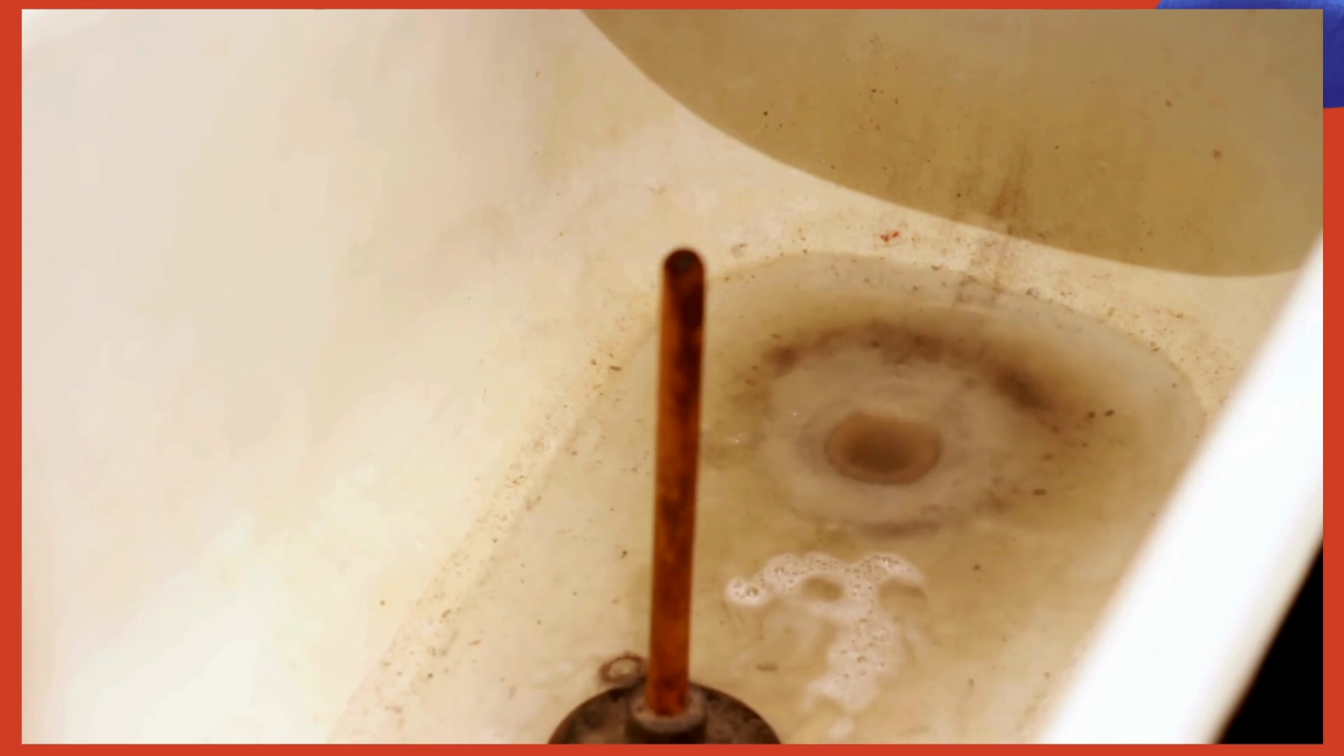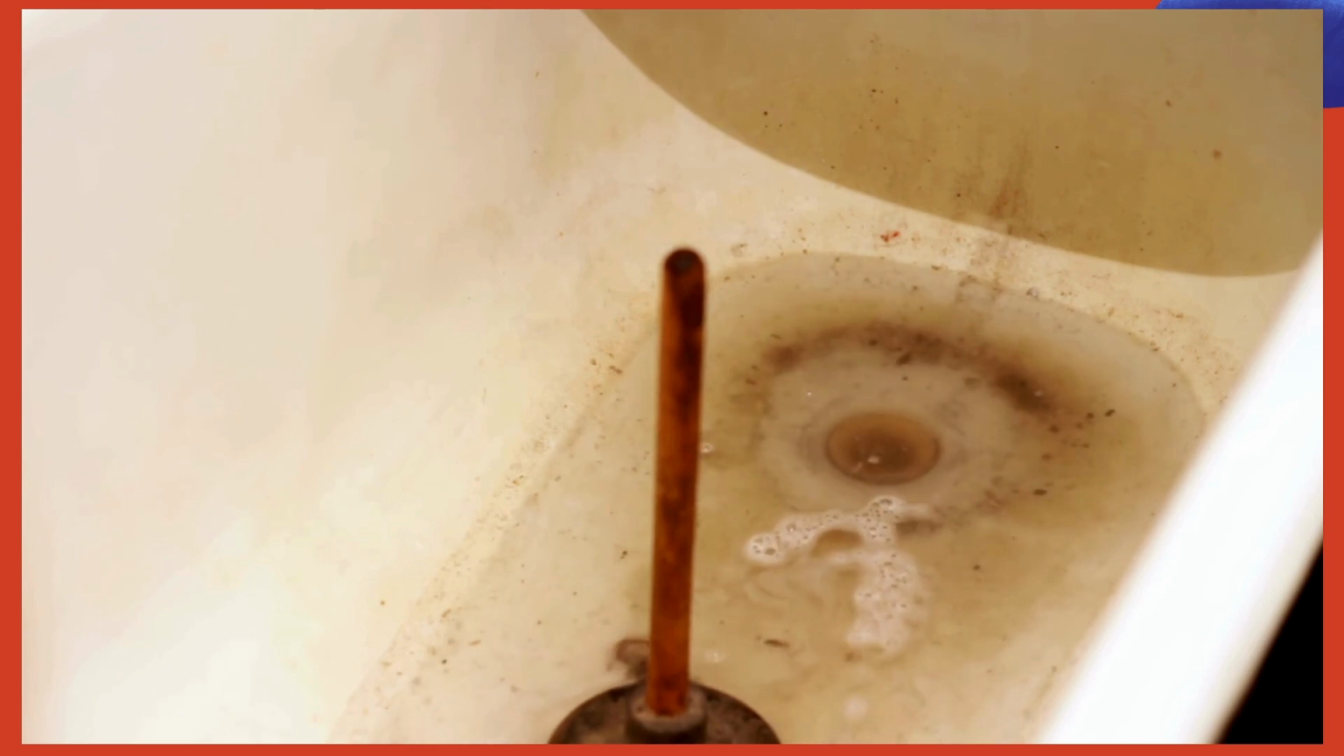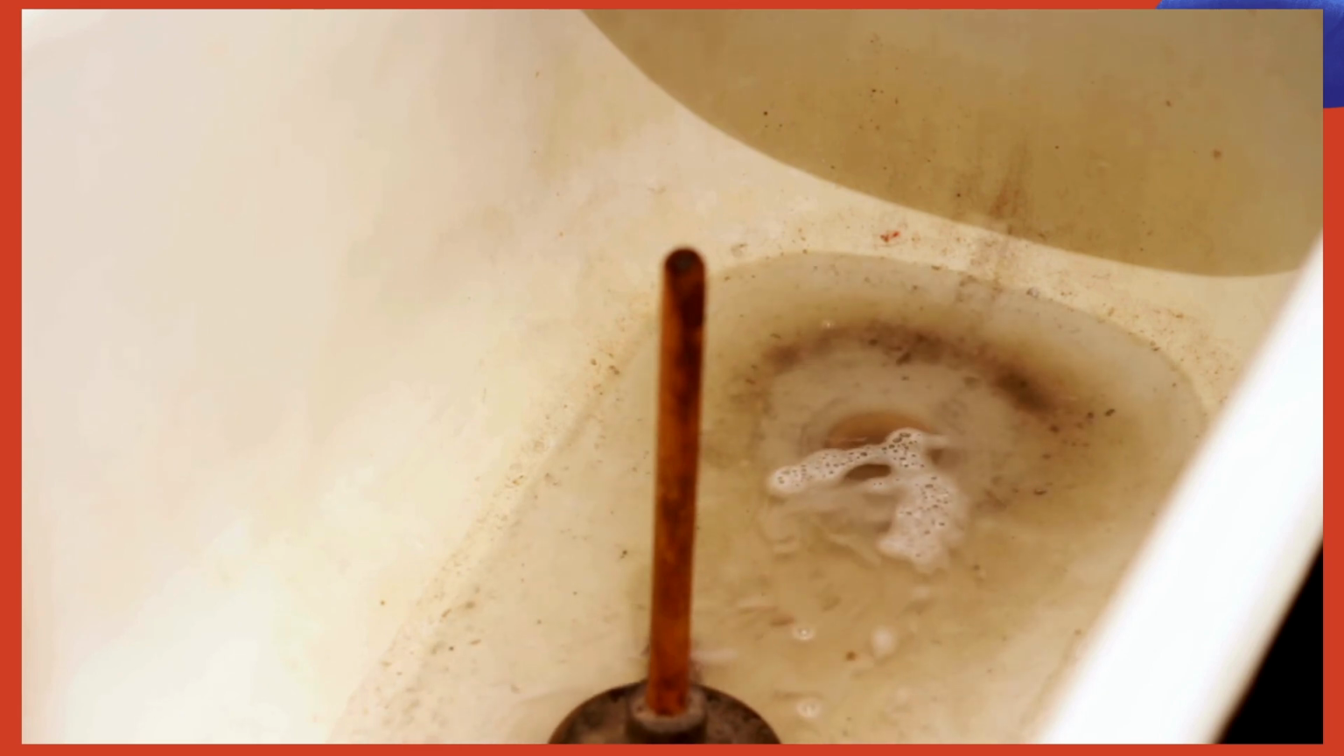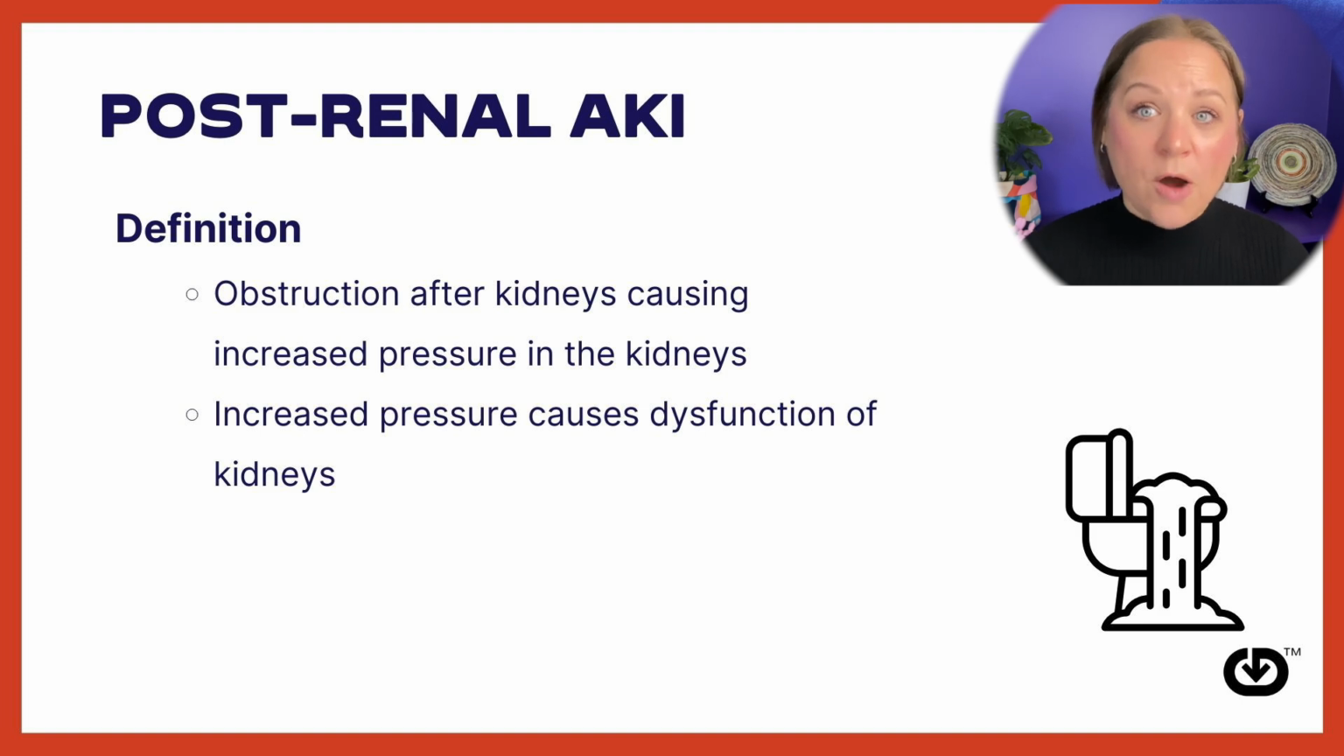There's some kind of obstruction after the kidneys before the urine leaves the body. And so urine can't flow out, so it flows back up. And when this urine flows back up into the kidneys, it causes a lot of pressure. And none of us can work under severe pressure, can we? The kidneys are no exception. So we have to figure out the reason for this obstruction, eliminate the obstruction so that urine can flow freely out of the kidneys and out through the urethral os.